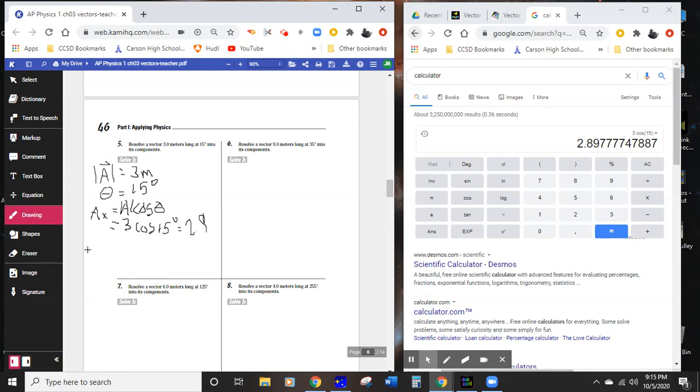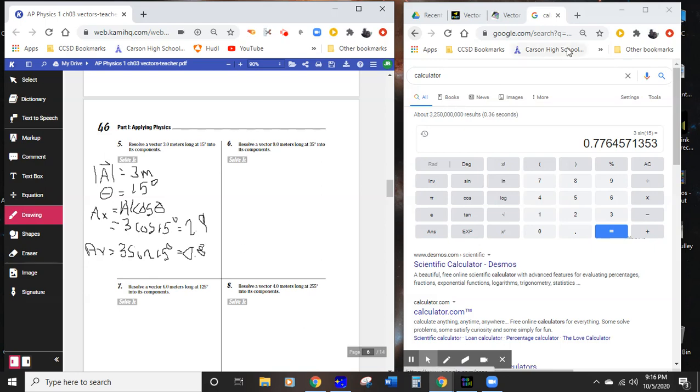Now for A_y, we'll do the same thing, except the y component will involve the sine. So A_y is going to be 3 times the sine of theta, so the sine of 15 degrees. We'll put in 3, sine of 15 degrees, close parenthesis, and we get 0.77, or we'll round to 0.8. So we'll say 0.8.